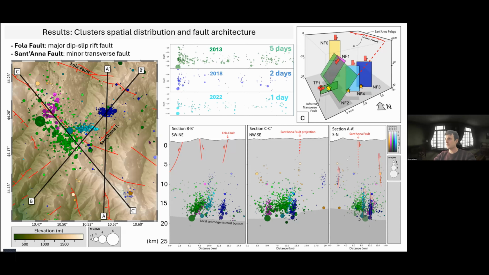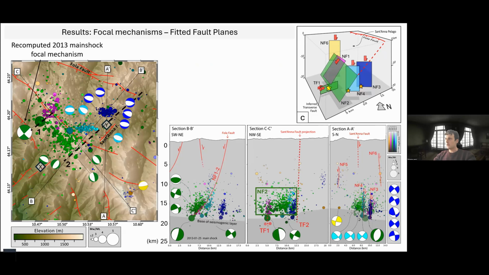And finally, 2018 and 22 in blue and light blue, which locate on narrow east-west oriented faults, steeply dipping to the north, and located at the footwall of the previous faults. So we confirmed the INGV strike-slip solution for the 2013 main shock, while all other faults exhibit almost pure dip-slip motion, with nodal planes well aligned with the cluster trends.